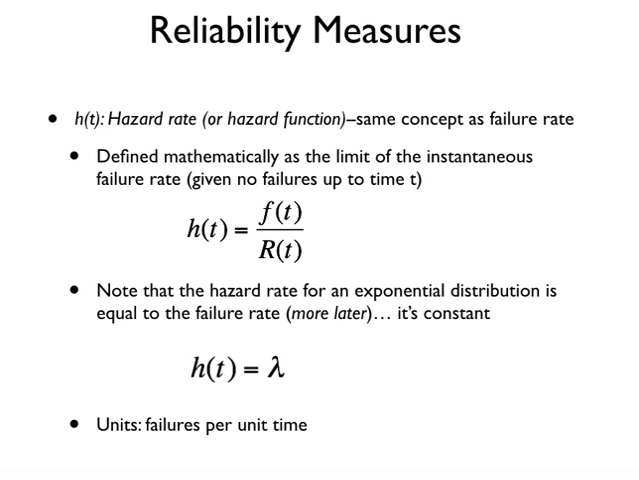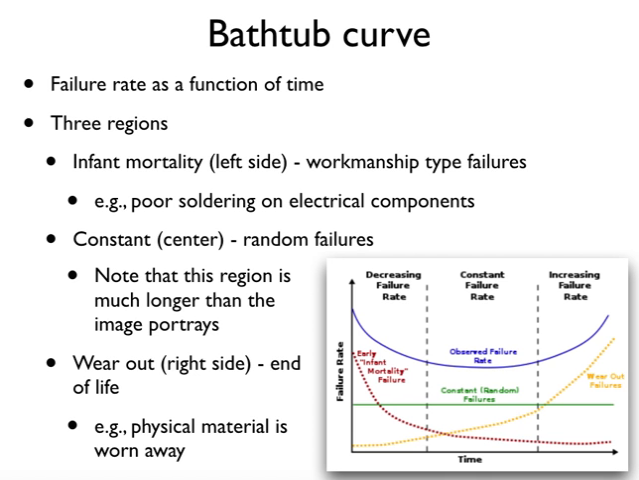Okay, so building a little bit on the concept of failure rate, which is just a value, we can think of something that's a little bit bigger, which is the hazard rate. So this is the rate at which things fail. In the case of an exponential distribution, the hazard rate is just equal to lambda. And in fact, the bathtub curve is probably a better way to describe this. The bathtub curve is a description of the failure rate as a function of time. So it's actually the hazard function.